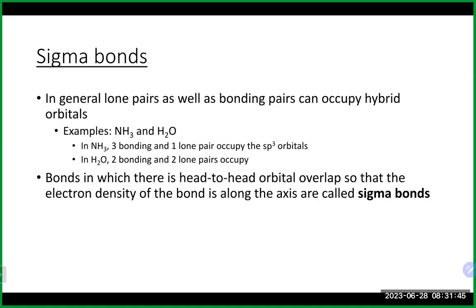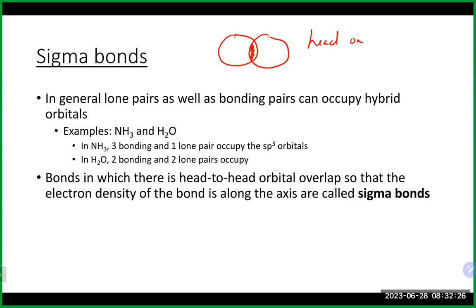A sigma bond in general results when orbitals overlap with each other, and it's sometimes referred to as head-on overlap. They basically run right into each other, straight onto each other. That area where they overlap will result in a sigma bond. You could think of a sigma bond as the single bond, or the first bond that's made between 2 atoms.